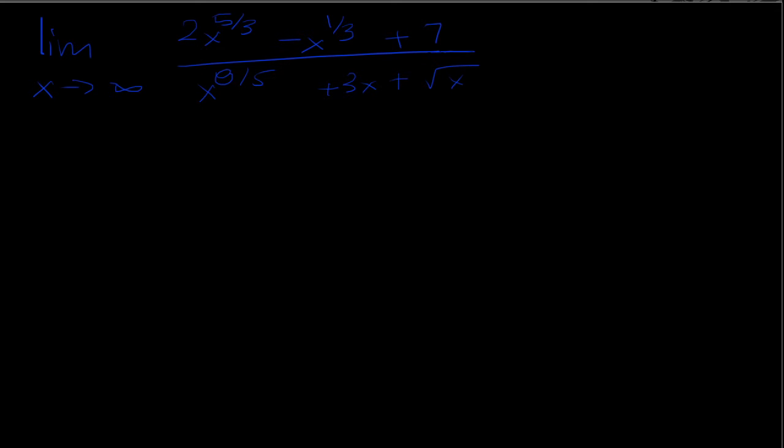We have the limit as x approaches infinity of 2x to the 5/3 power minus x to the 1/3 plus 7 over x to the 8/5 plus 3x plus root x. The first thing is we want to identify the highest term of the denominator, and that is clearly x to the 8/5. So I'm going to multiply everything, top and bottom, by 1 over x to the 8/5 power.